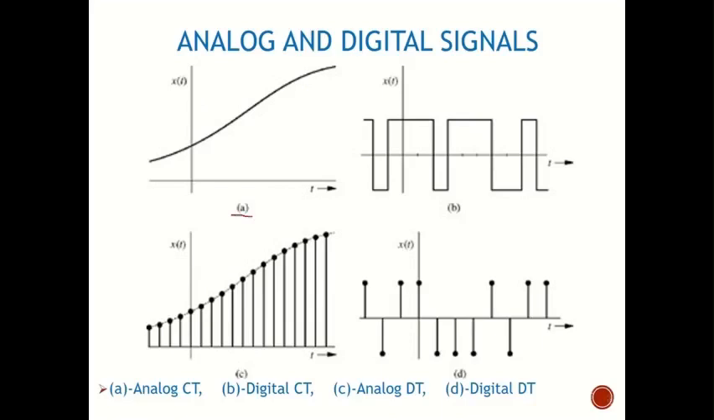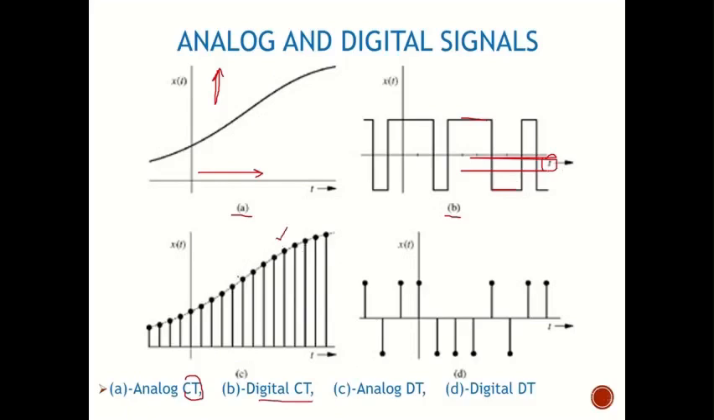Now this slide explains the difference between all the different types of signals. In this case, figure A is an analog signal, and it's continuous time. It's analog because it can take up any value along the y-axis. It's continuous time because time can have any value along the x-axis, the horizontal axis. In figure B, we have a digital signal because it is taking only two specific values, but on the time axis it's continuous, so it can take on any value. So it's called a digital continuous time signal.